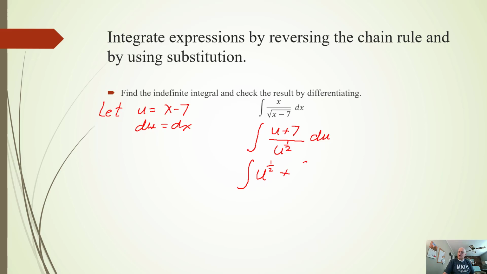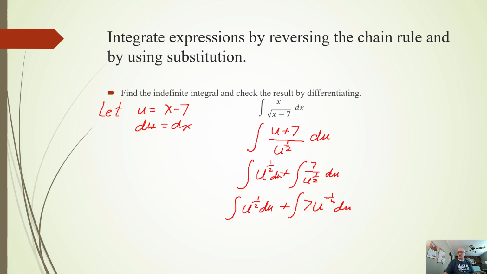Plus, we're going to go ahead and split these. We'll have 7 over u to the 1/2. And of course, both of those have du after them. Next, this will give us the integral of u to the 1/2 du, plus, we want to set this up so it's easy to work, the integral of 7 u to the negative 1/2 du.